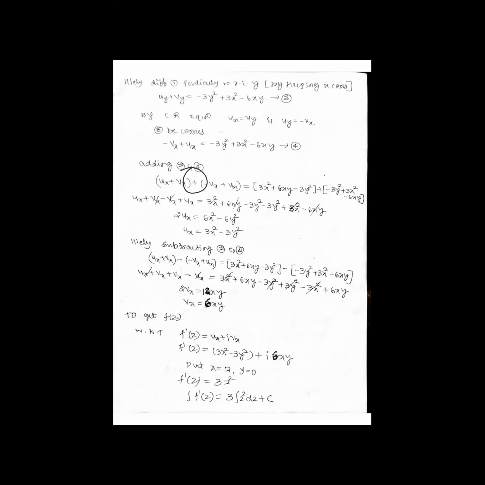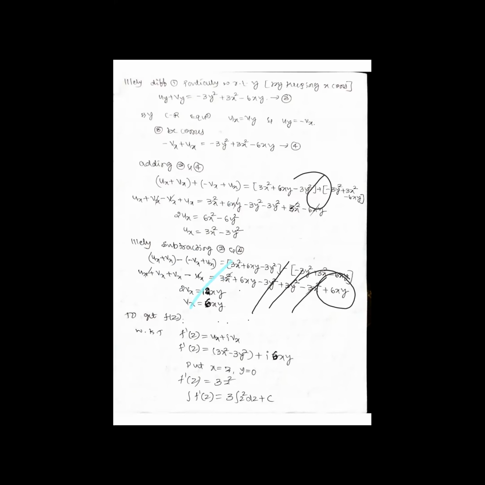You can see here, add on plus here. So instead of minus, we have to write it. That's it. So you open the bracket and here plus ux minus ux get cancelled, and 3x square minus 3x square minus 3y square plus 3y square. So 6xy, 6xy, 12xy. So vx plus vx, 2vx. Therefore, vx is equal to 12xy by 2, which is 6xy. Okay, vx is equal to 6xy.